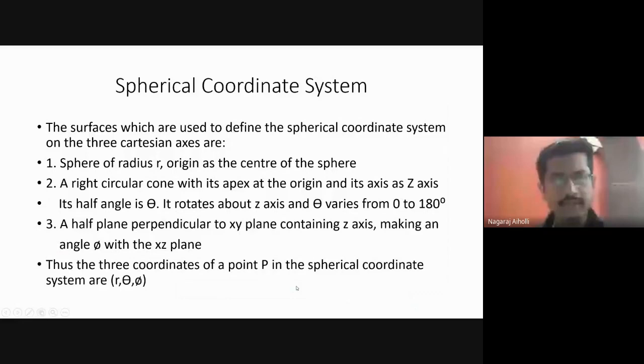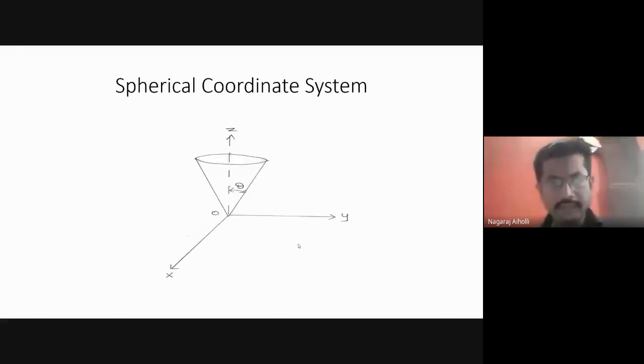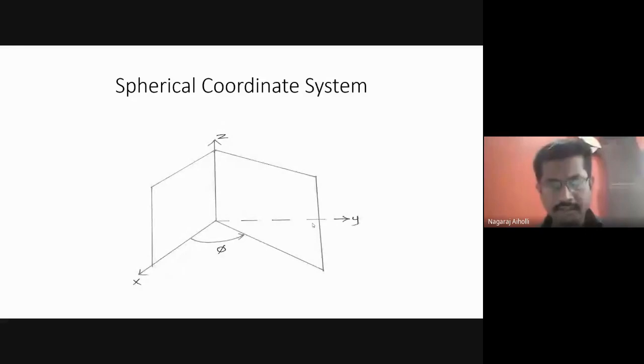In the last class, I had explained the spherical coordinate system. In the spherical coordinate system, we have three surfaces. One surface is a sphere of radius r at the center of the origin. The second surface is the right circular cone with its apex at the origin and along the z-axis. The third surface is the half plane, which is at an angle phi with respect to the xz plane. These are the three surfaces which make the spherical coordinate system.